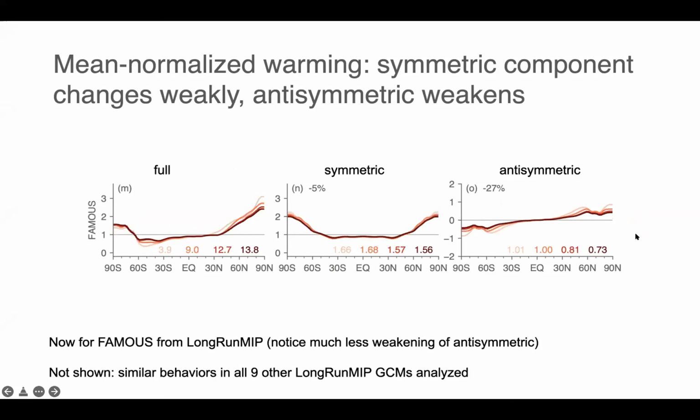And then one last model. I won't show you all 12, but this is the famous GCM, which is something of an outlier. It too has a consistency of its symmetric warming pattern, but its antisymmetric warming pattern actually reduces, like all the models, but only much less, by a factor of something like a third, as opposed to essentially vanishing in time. And these behaviors are robust across all 12 of the GCMs we analyzed.